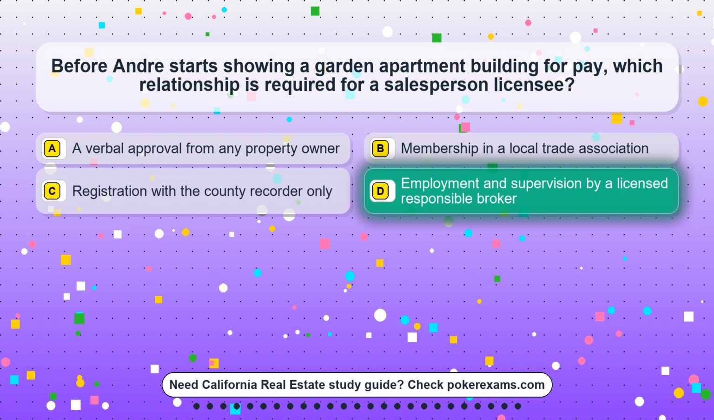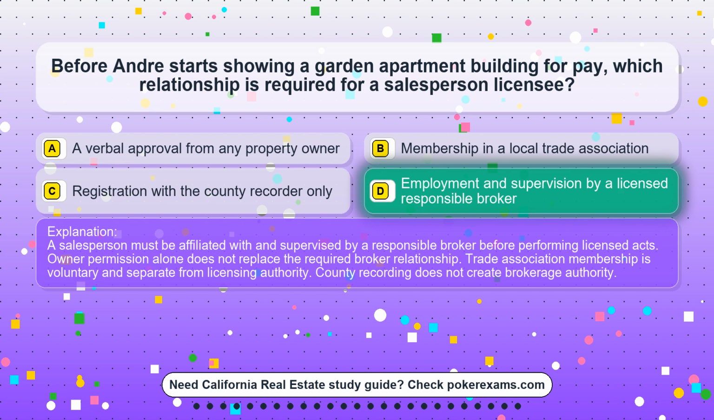The correct answer is option D. Employment and supervision by a licensed responsible broker. A salesperson must be affiliated with and supervised by a responsible broker before performing licensed acts. Owner permission alone does not replace the required broker relationship. Trade association membership is voluntary and separate from licensing authority. County recording does not create brokerage authority.